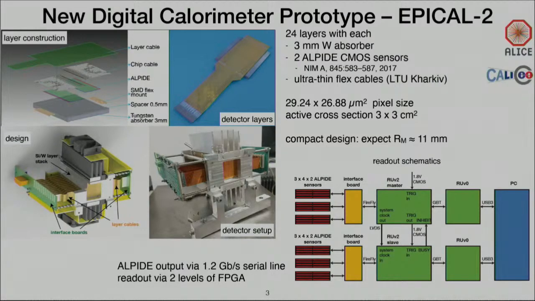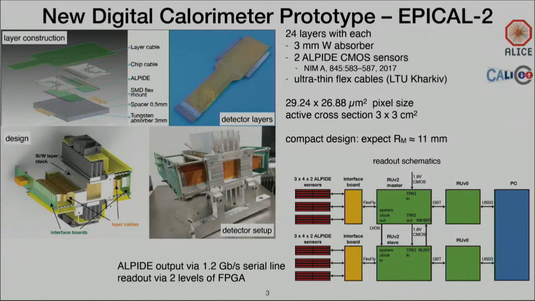This is a busy slide, showing some of the details of this calorimeter prototype. The upper two figures show the single layer layout. This is the design drawing, where you have a tungsten plate and then the ALPIDEs, two ALPIDE sensors per layer, a chip cable to connect, and then a layer cable taking the signals out. This is how it looks in real life. This was constructed in Kharkiv in Ukraine, which was a very important contribution for us. This was then stacked together, and here you see the design drawing of the full detector, and this is the actual detector before further assembly with more cooling. It contains 24 layers, each with 3 millimeter tungsten absorber and two ALPIDE CMOS sensors, and these ultra-thin flex cables, which allow this very compact design, leading to a Moliere radius of the order of 11 millimeters for the full device.